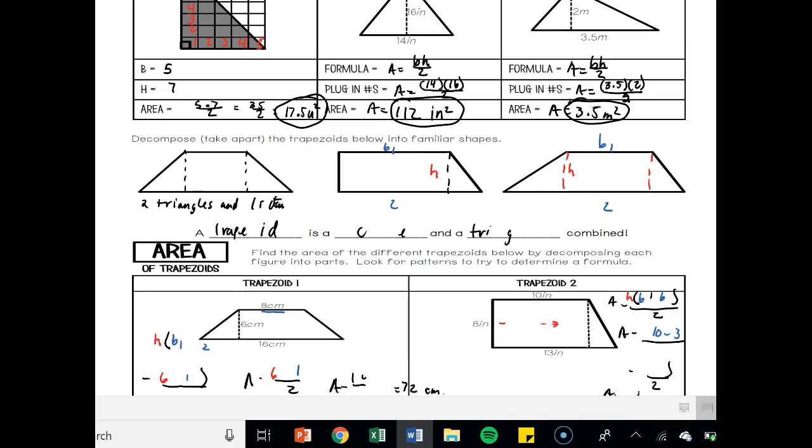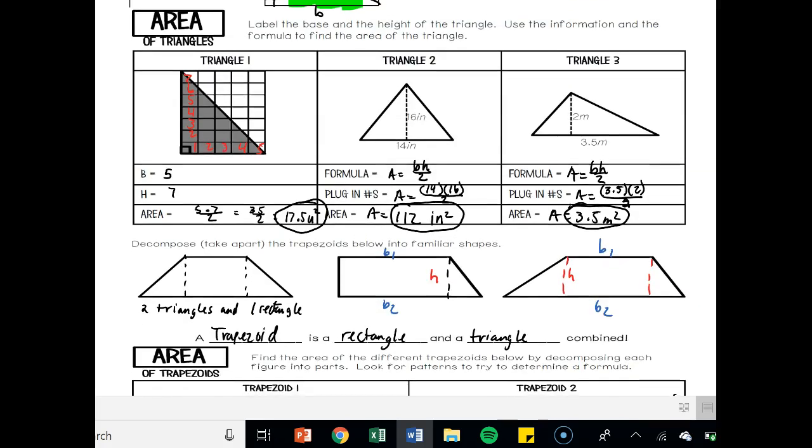So in the notes that we took in class, you can see we did a couple problems where we found a base, we found our height, multiplied them, divided by 2, and that's how we got our answer, right? Base times height divided by 2, answer.